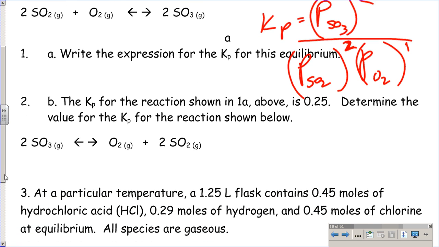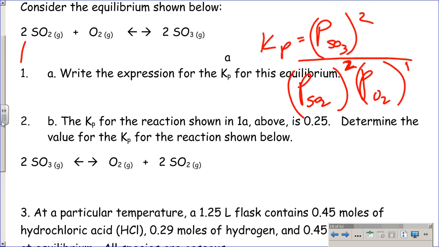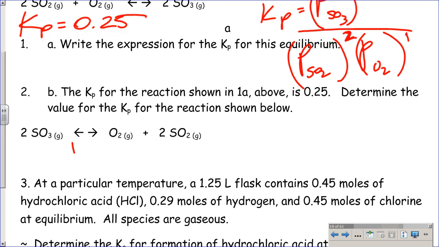Write the Kp for the reaction shown in 1A above. Oh, sorry, the Kp is 0.25. Determine the value for the Kp of this reaction shown. So if this reaction has a Kp of 0.25, what's different? It's 1 over. Right. So if the reaction is reversed, you invert your K. So that's 1 over K, which is 1 over 0.25. No calculator. What is it? 4. Thank you. How many times does a quarter go into a dollar? 4 times. Good. All right, so that one is 4.